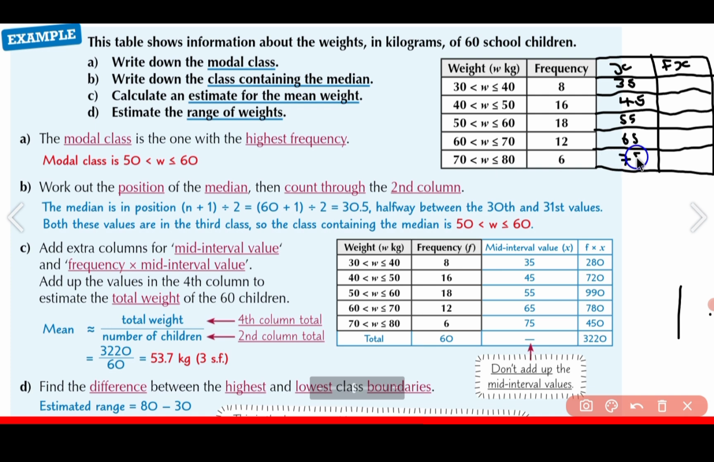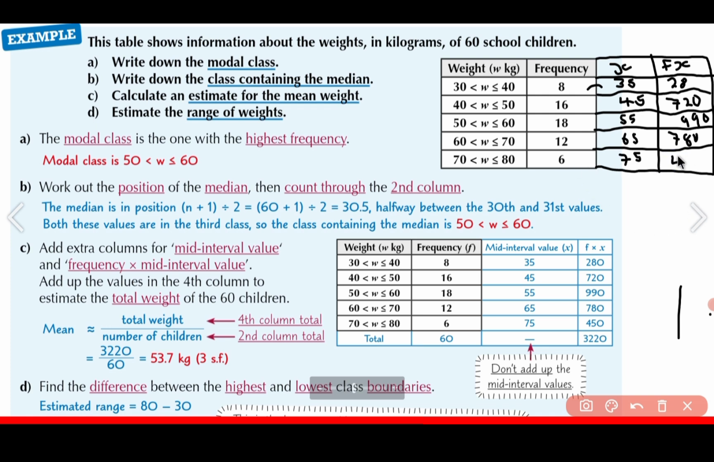Then what you do now, you multiply this by this to get this. So 8 by 35, that is 280. 16 times 45, that is 720. 18 times 55, that is 990. 12 by 65, that is 780. 6 by 75, that will give us 450.